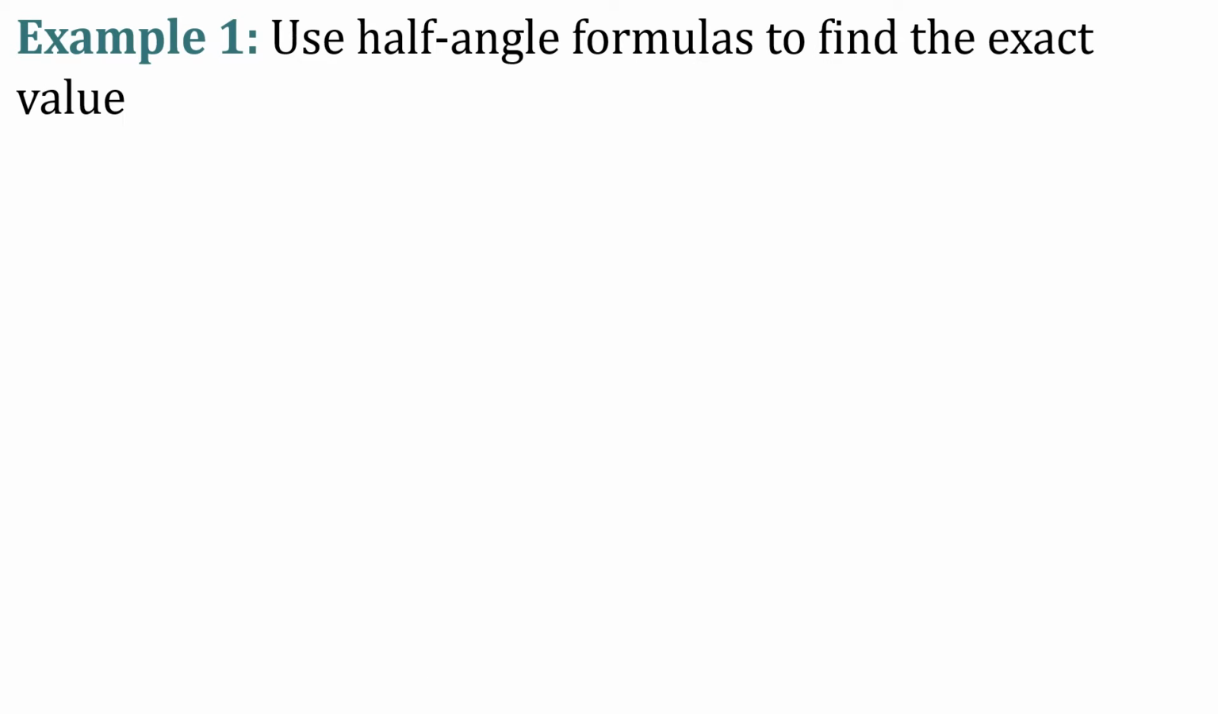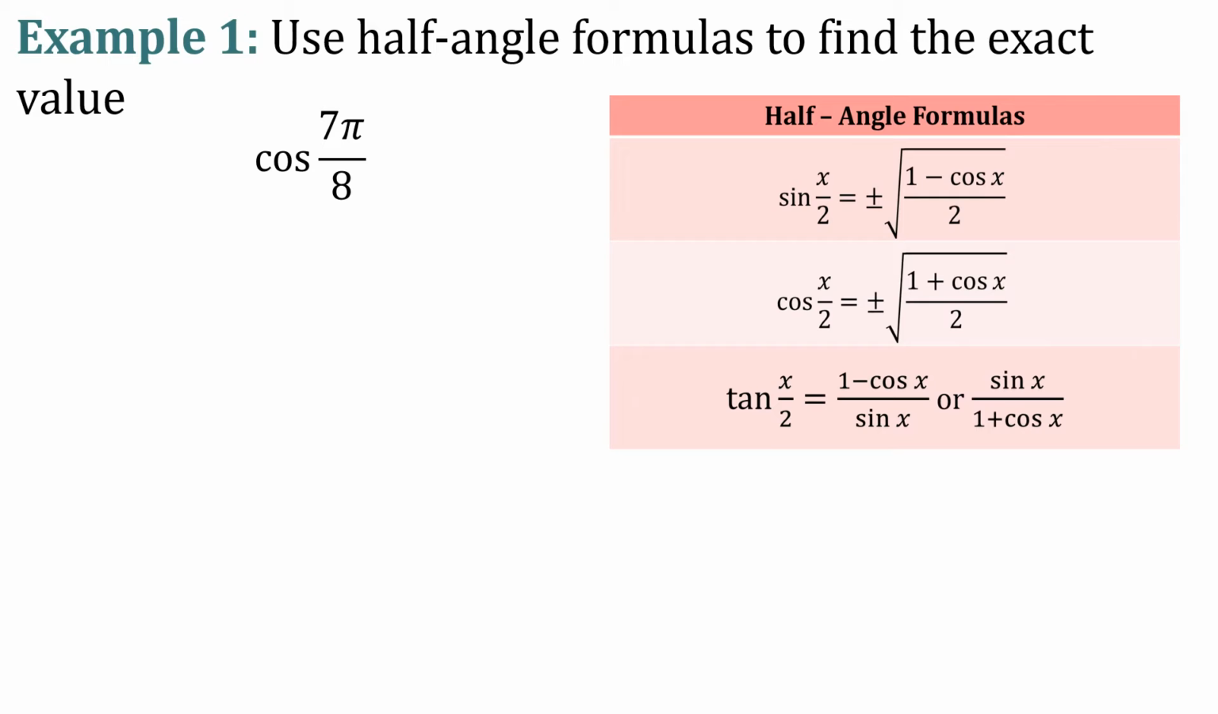Let's look at an example. We're going to use the half angle formulas to find the exact value of cosine 7 pi over 8. So here are our half angle formulas. The first thing we need to do is say 7 pi over 8 equals x over 2. So we have 14 pi equals 8x, and dividing both sides by 8 and simplifying by 2, we get 7 pi over 4 equals x.